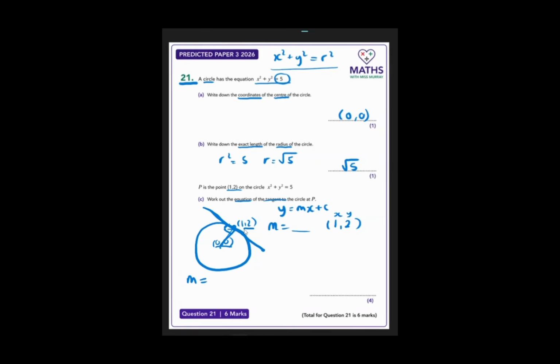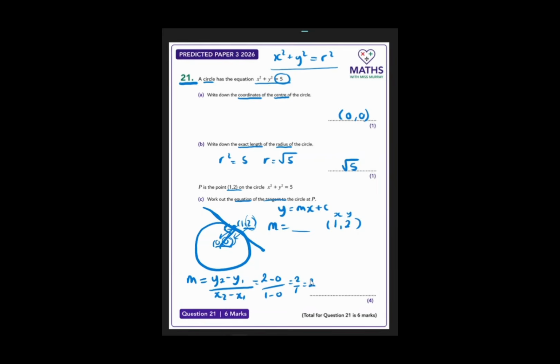So the formula for gradient, which they don't give you, is y2 minus y1, that's just the difference between your y coordinates, over x2 minus x1, which is the difference in your x coordinates. So I'm going to start with my y coordinates, which are 2 and 0, and I'm going to subtract this way, which means I need to go the same way with my x coordinates. So I'm going to do 2 subtract 0, and then here, same way, I'm going to do 1 subtract 0. So therefore my gradient is 2 over 1, which is 2. So that's the gradient of my radius.